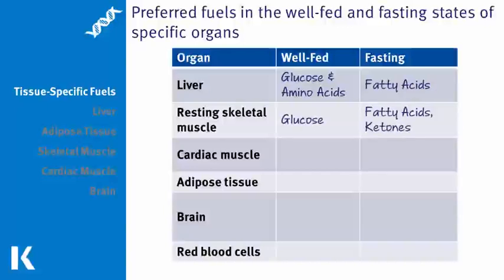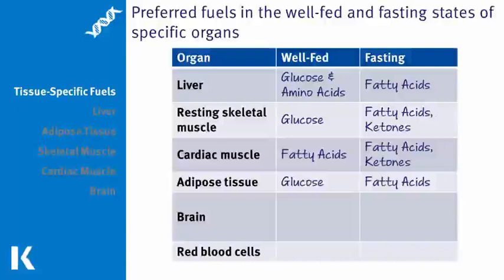At rest, skeletal muscles will use glucose as a source of energy when these stores are high. However, during the fasting state, fatty acids and ketones become the major source of energy. In cardiac muscle, fatty acids are metabolized during both the well-fed and the fasting state, but during periods of fasting, ketones can also be used for energy. Adipose tissue will metabolize glucose in the well-fed state and fatty acids in the fasting state, while the brain can really only metabolize glucose in both states.